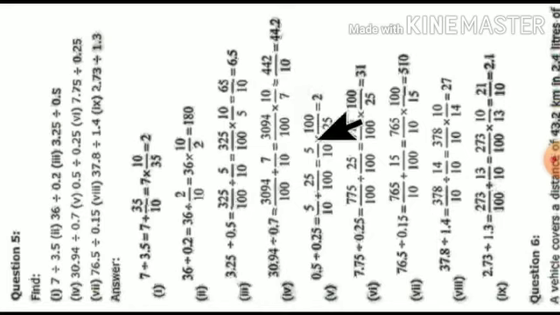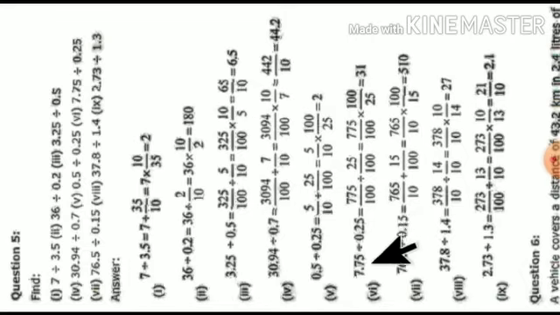Now next one, 0.5 divided by 0.25 equal to 5 upon 10 divided by 25 upon 100 equal to, here this will become multiply and this will be reversed. So 5 upon 10 into 100 upon 25 equal to 5 1s are 5, 5 5s are 25. 0 0 will be cut, and this 5 1s are 5, 5 2s are 10, so equal to 2.